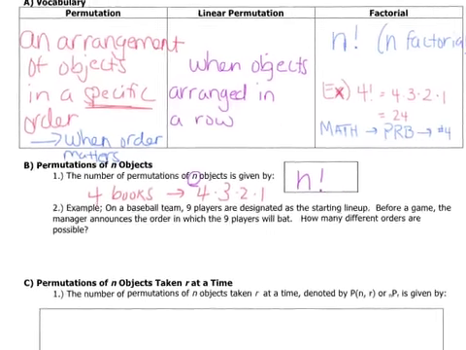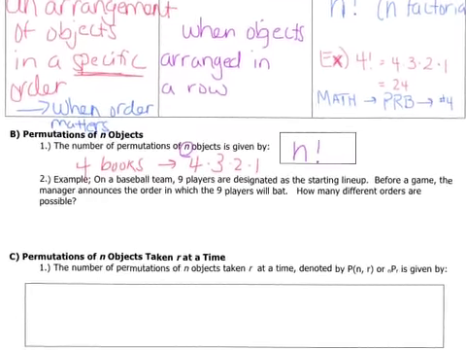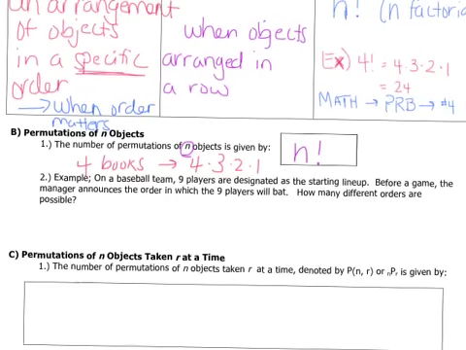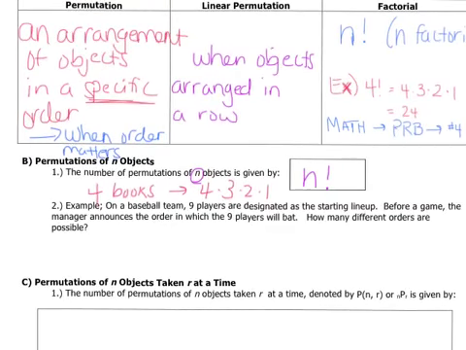Another example: on a baseball team, 9 players are designated as the starting lineup. Before a game, the manager announces the order in which the 9 players will bat. How many different orders are possible? So, first of all, I want to point out why this is a permutation. If you know much about baseball, you understand that the way starting lineups are made is specific, and if you bat first versus third, that's a big difference. So the order here does matter.